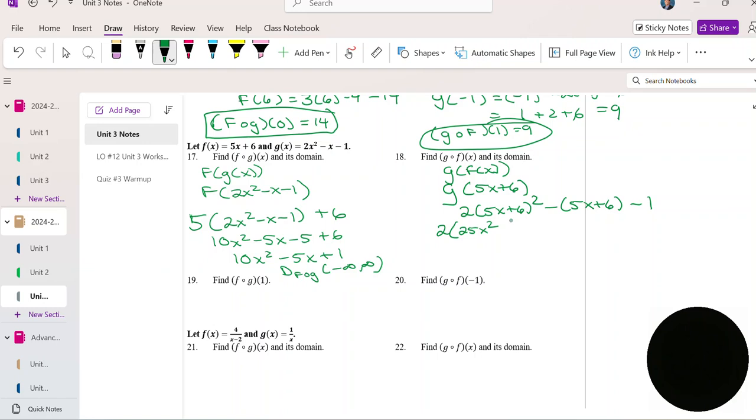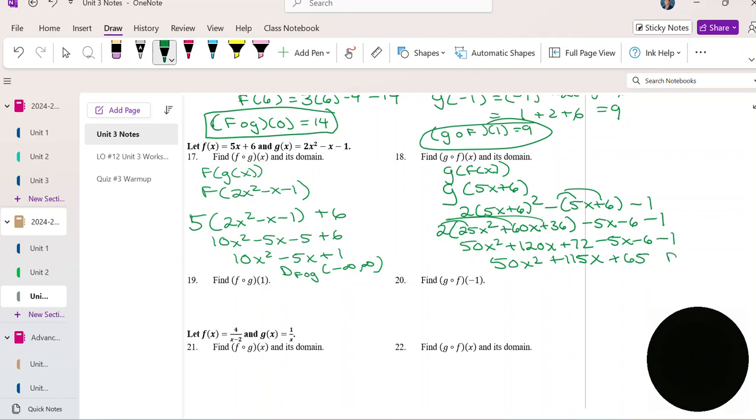So it's 25x squared plus 60x plus 36. Distribute the negative, so minus 5x minus 6 minus 1. Have to multiply what's in the parentheses here by 2. So it's 50x squared plus 120x plus 72 minus 5x minus 6 minus 1. So 50x squared plus 115x plus 65. Domain of g of f is all real numbers because there's no fractions or square roots to deal with.